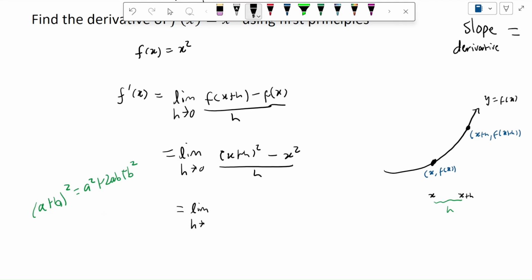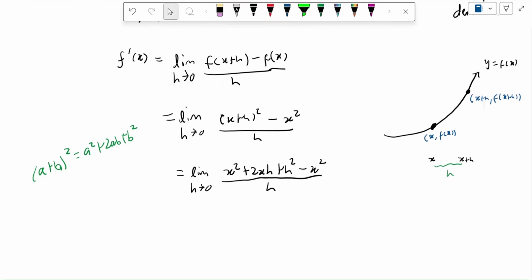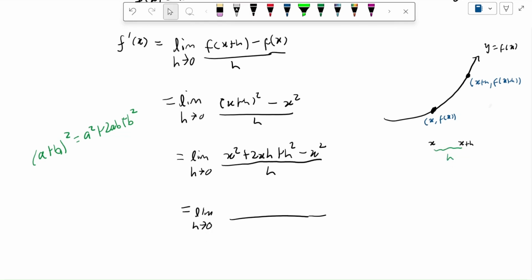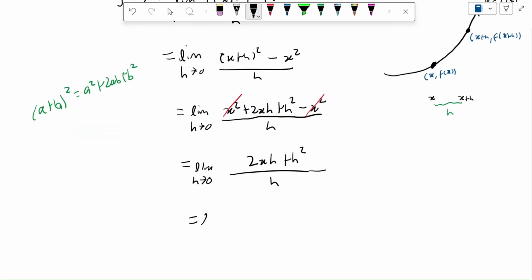Limit as h goes to 0. So x squared plus 2xh plus h squared, and then we still have the minus x squared on the end of that expression. Some stuff will cancel off. Now with first principles, anything without an h in it should cancel off on the top. And the x squareds don't have h's in there, so they're going to cancel off. 2xh plus h squared over h. And this is limit as h goes to 0, h of 2x plus h, over h.